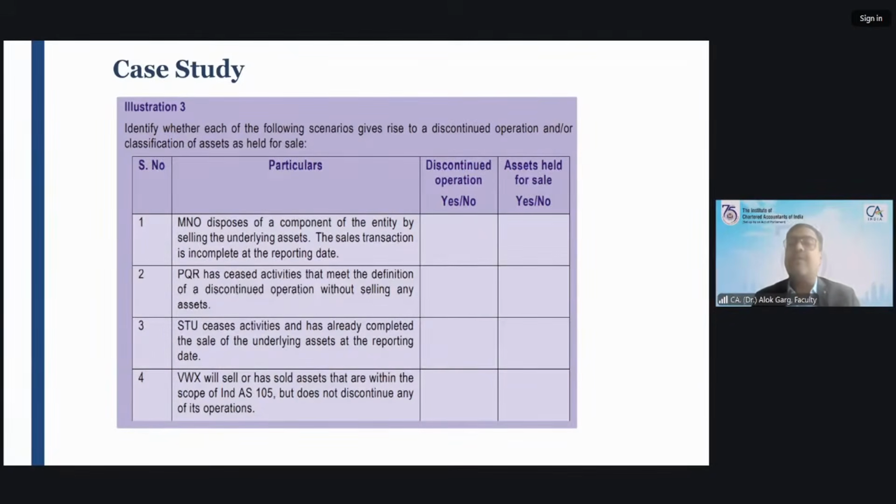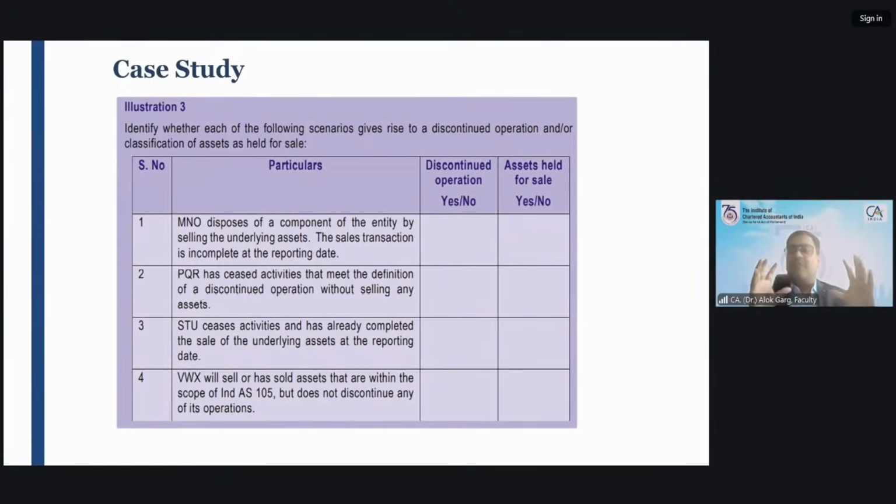Both the factories were running at less than the average capacity. So now if I will have one factory, I will run this factory at more than the average capacity, more than the normal capacity, right? So neither is it a discontinuation of geographical operation, nor is it a discontinuation of a major line of business or major product of business. But yes, if you are disposing of one of the factories, it is a disposal group held for sale, but it is not a discontinued operation, right?